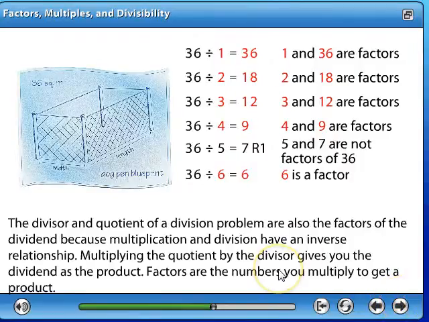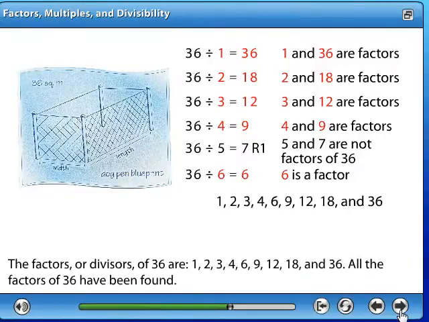So any numbers that I can evenly multiply together and get 36 are all going to be factors. We'll go over that more in just a minute. But the factors, after all of this, are all the numbers that we have in red. So the factors or divisors of 36 are 1, 2, 3, 4, 6, 9, 12, 18, and 36. All the factors of 36 have been found.